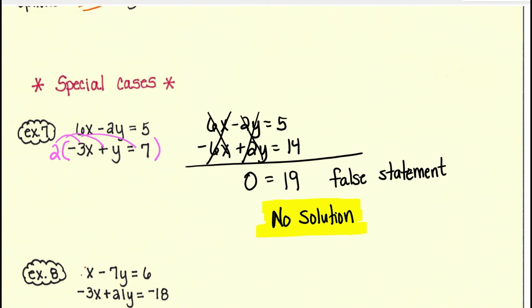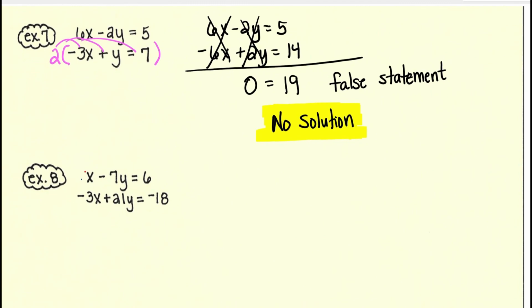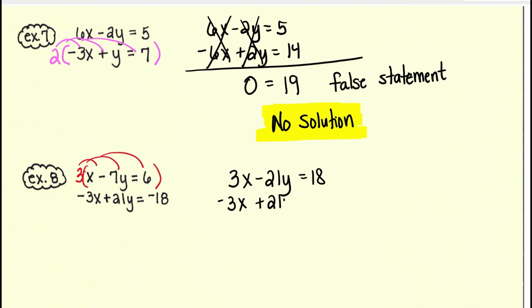All right, what about this next one? So on example 8, let's eliminate a variable. I'm going to eliminate the x's. If that's a negative 3, then I need to multiply this by a positive 3. So distribute that through. And when I do, that's going to be 3x minus 21y is equal to 18. Negative 3x plus 21y is equal to negative 18.